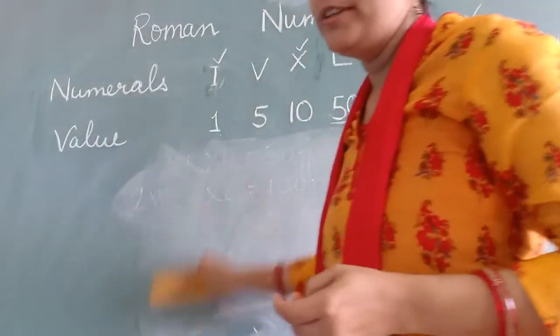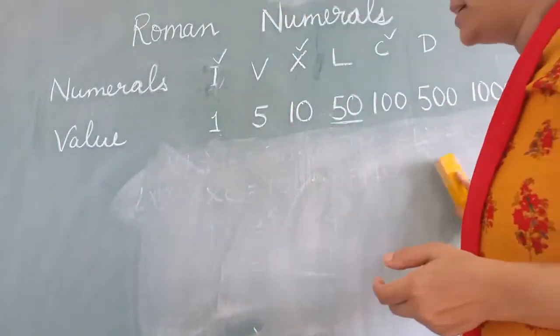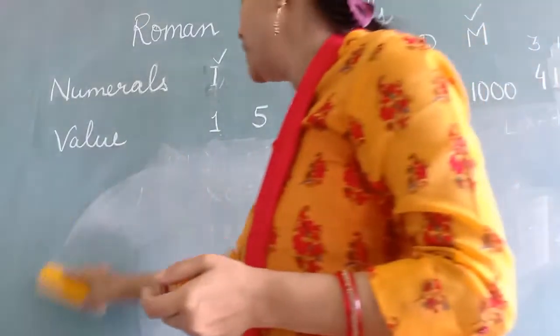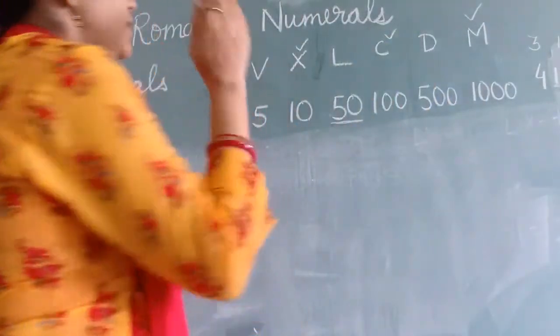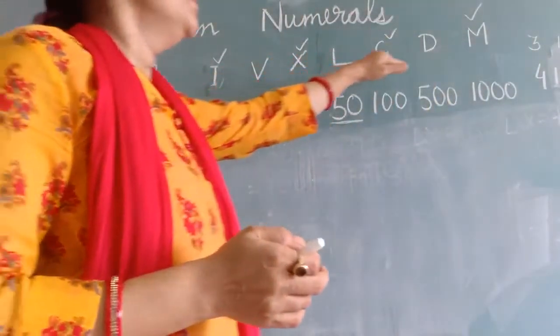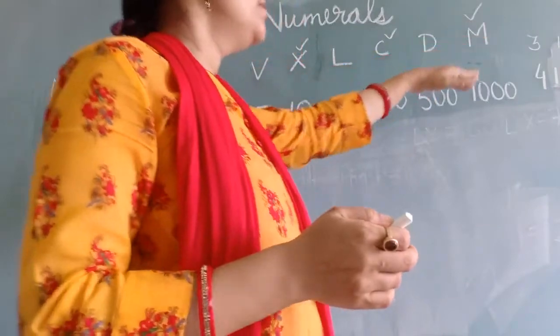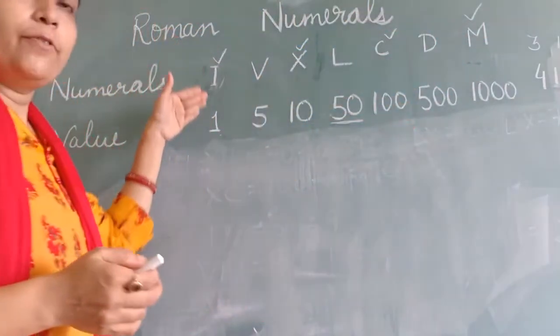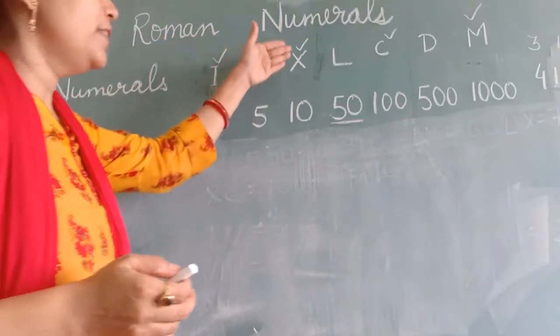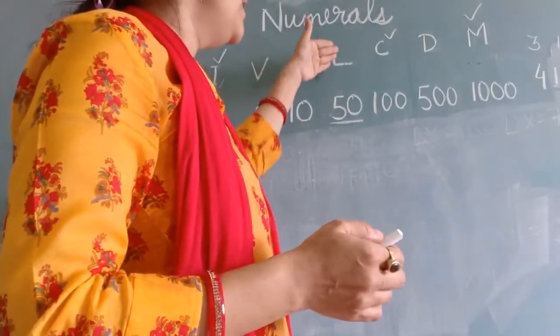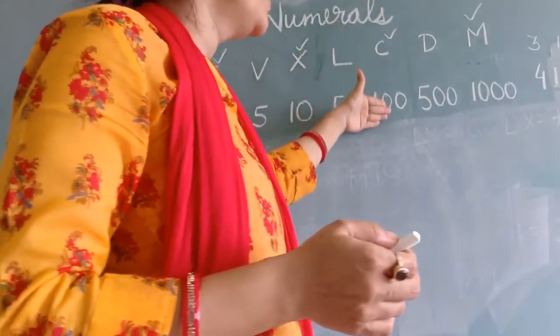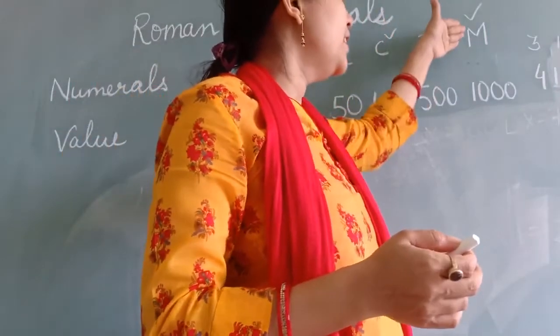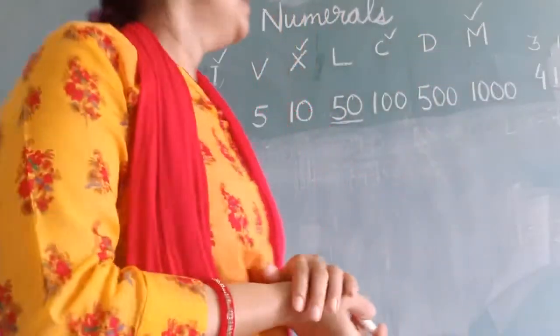Example I have shown already, so I am only discussing some rules here. Please listen to what the rule is. First we have to learn these 7 letters and which value each letter stands for. I stands for 1, V stands for 5, X stands for 10, L stands for 50, C stands for 100, D stands for 500 and M stands for 1000.